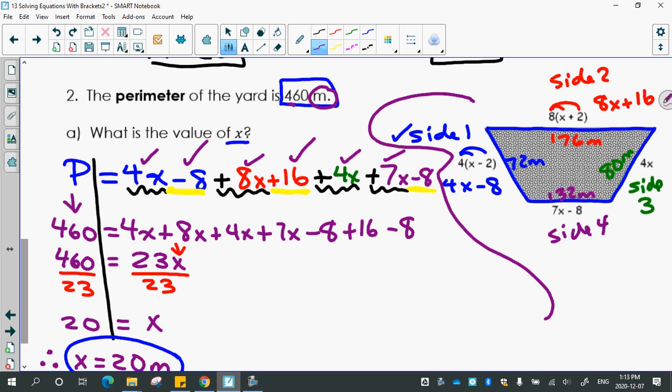And then I would always, because I want to check and make sure it makes sense, if I add up all these sides, I should get 460 because that's the perimeter. So I'm going to do 72 plus 176 plus 80 plus 132, and that gives me 460. So when you add them all up, you should get that 460, and we do. So we know we're right. Okay?